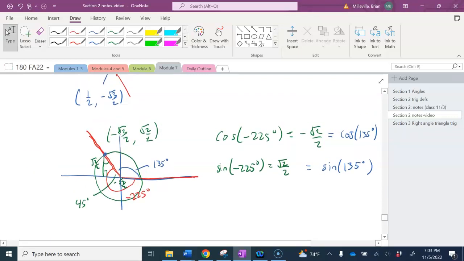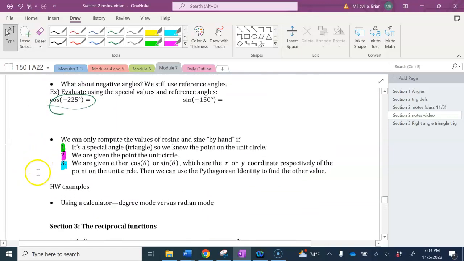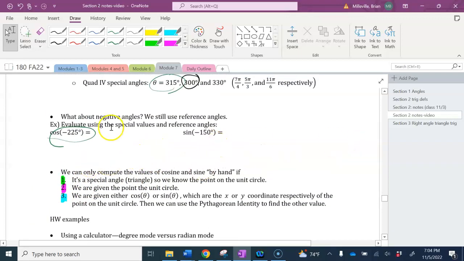All right. Now, the last thing we're going to do is look at a problem from the homework. We'll get to that, but it goes off of this little remark we have in this bullet, that we can only compute the values for cosine and sine by hand if it's a special angle, like 30, 60, 90, or 45, or one of our reference angles. If it's a point where we know the coordinates of where our terminal side intersects the unit circle, or maybe we're given the point on the unit circle, then we can just read them off.